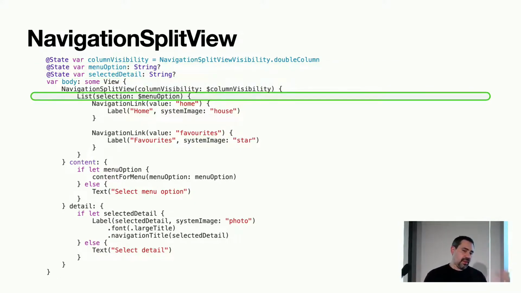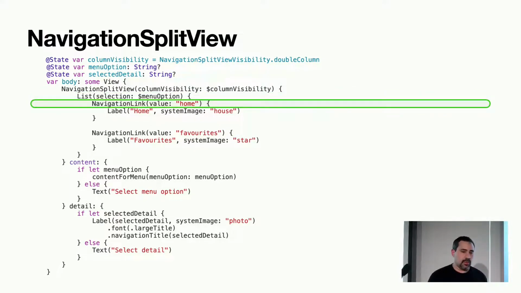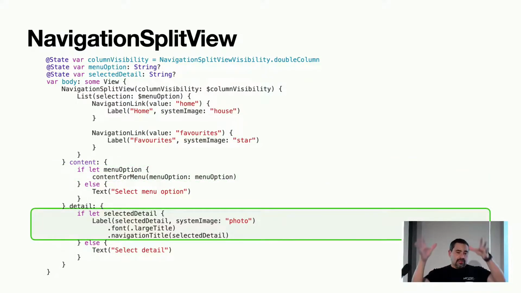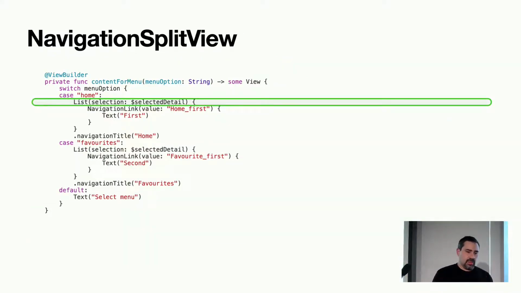So my list, I need to pass a binding variable to say whenever a navigation link gets selected, it will change this menu option and it will set the value that is specified in there. And my content, which is the one in the middle, right? I got a handy function in there, which based on the menu option, it will render a different central view. And similar to the detail, right? Whenever my selected detail changes, it is going to render a different detail view. And if you're curious into how I'm doing the menu option, well, that's an example there, right? Same thing. A list with a selection, with a binding variable, which controls what's going to be displayed.